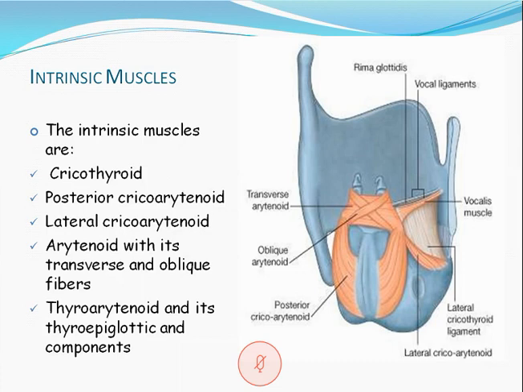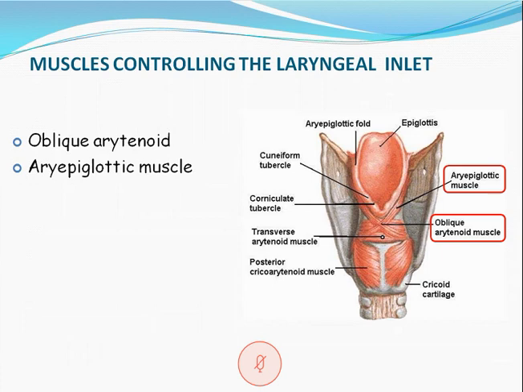Coming to the intrinsic muscles. Intrinsic muscles are named cricothyroid, posterior cricoarytenoid, and lateral cricoarytenoid. Arytenoid with its oblique and transverse fibers, thyroarytenoid and its thyroepiglottic components. The muscles which control the laryngeal inlet are the oblique arytenoid and aryepiglottic folds. See, this oblique arytenoid and aryepiglottic fold control the opening of the laryngeal inlet during deglutition and swallowing.